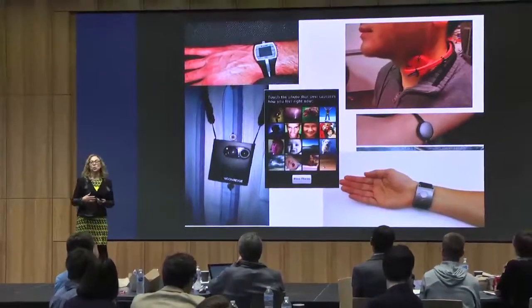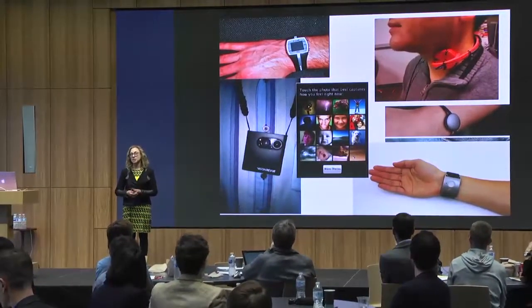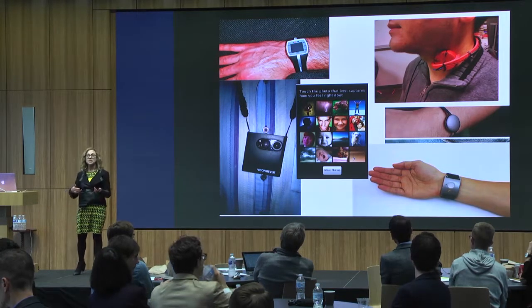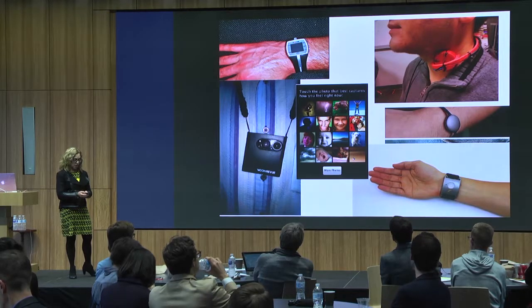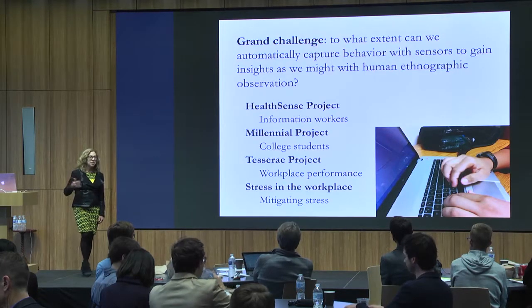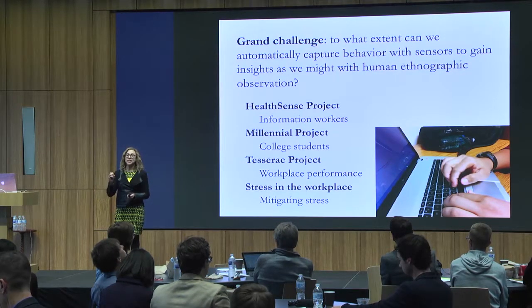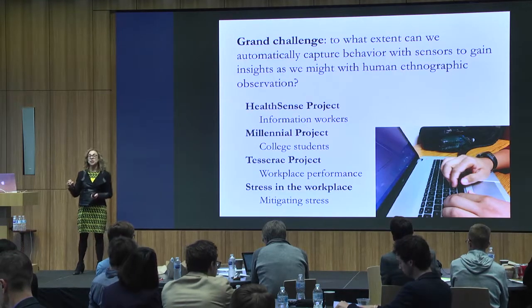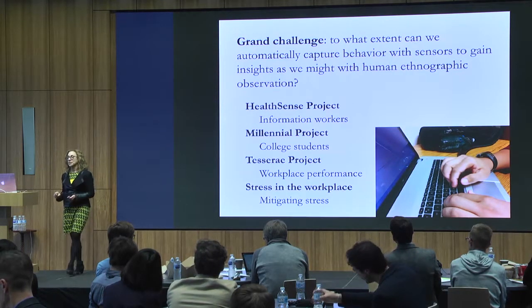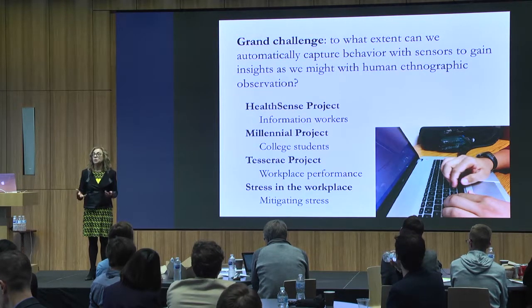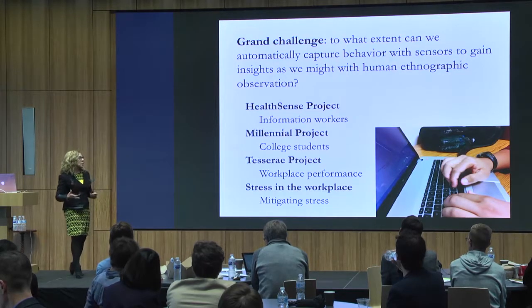So we're very lucky that we're in an age where there's a revolution in the development of sensor technology. And people are using all kinds of devices to self-track, to monitor steps and sleep, and so on. And so, as I see the grand challenge for understanding digital media use, it's to see if we can automatically and unobtrusively capture people's behavior with the use of a range of sensors and other methods to be able to develop the kinds of insights that we might gain from ethnographic research. Can we do that in the same way?